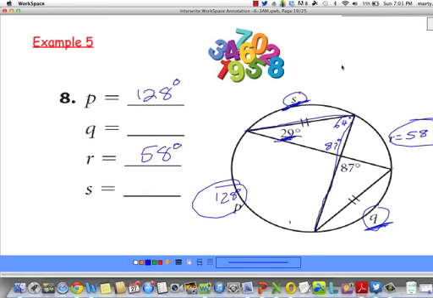Remember, we said Q was equal to S because of the fact that these chords are the same. And if you have chords that are the same, their intercepted arcs will also be the same. So my 128 and 58 total 186. I can take my 360 minus my 186 and get 174, divided by 2 is 87.